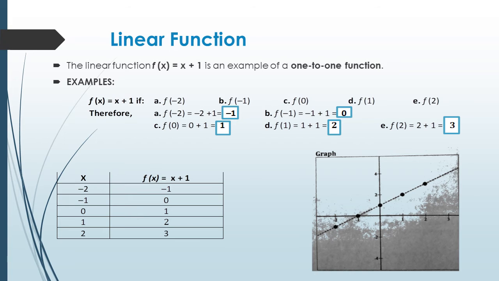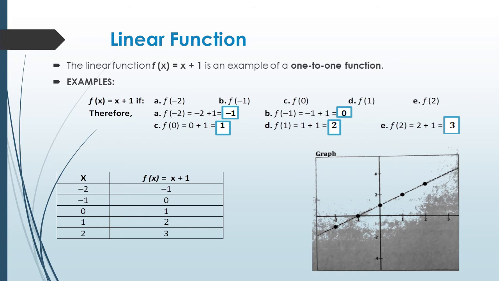So sa letter A, kung mapapansin nyo po, sinubstitute ko na po, pinalitan ko na po lahat ng value ng x na makikita nyo po sa mga letter na aking binigay. So, sa letter A, f of negative 2 is equal to negative 2 plus 1. Ang answer po ay negative 1.